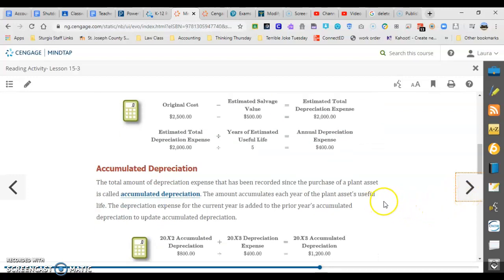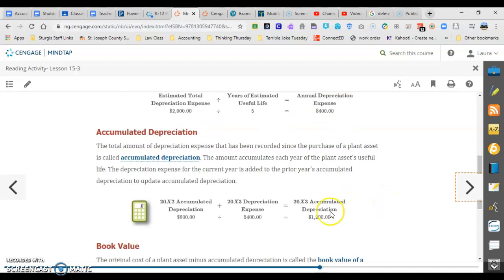We have an account called accumulated depreciation, and if something accumulates, it means you add on to it. So if you have depreciated this asset $800 in total before, then in 2003 you have $400 more of depreciation added on, and now you have accumulated $1,200 of depreciation by the end of year 3 for that asset.